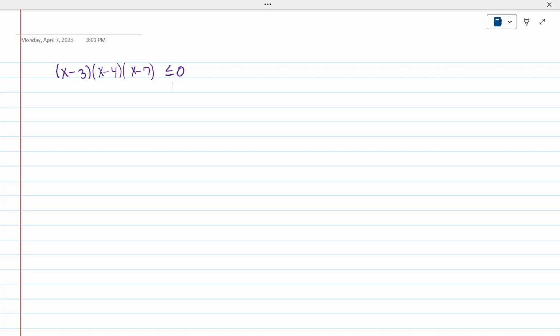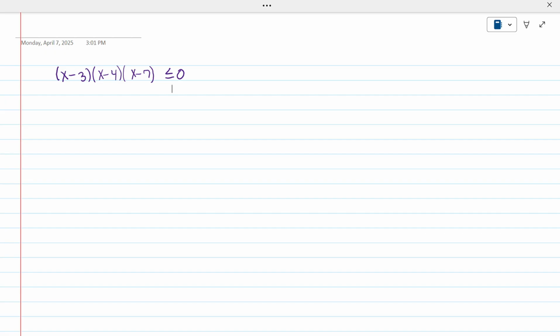All right, good afternoon. I'm going to see if I can get this to work. What we're going to do is find the boundary points. I'm already messing up. So what we're going to do is set each factor equal to 0, and that is going to give us what we call the boundary points, and that will let us solve this inequality. So here is how we start.